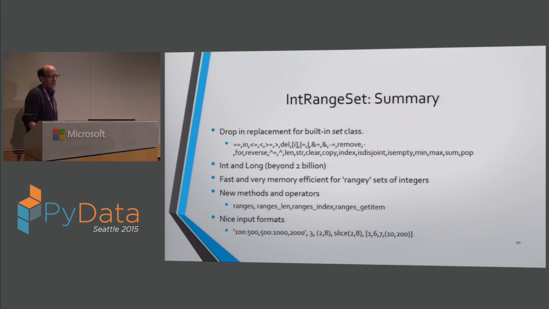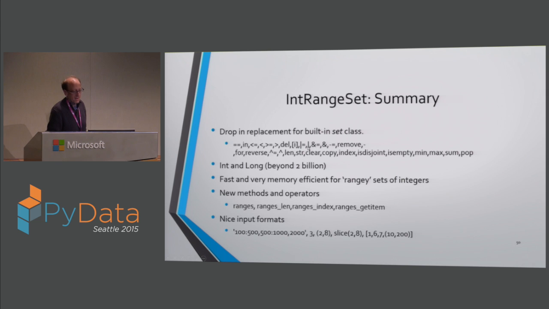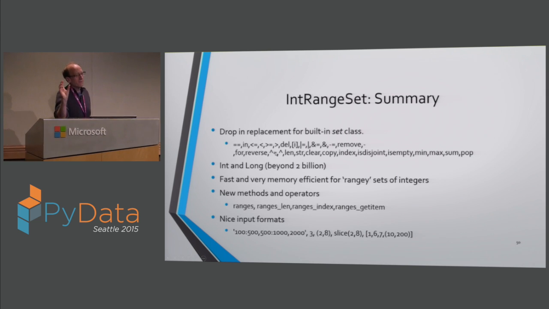So IntRangeSet is a drop-in replacement for the built-in set class. I honestly believe it does everything that sets do: set equality, membership, subset, superset, proper subset, symmetric difference, efficiently enumerating things backwards. There's a thing where you can delete a member of a set by position and get an error if it doesn't exist, or not get an error. That's just normal Python, and that's supported here.